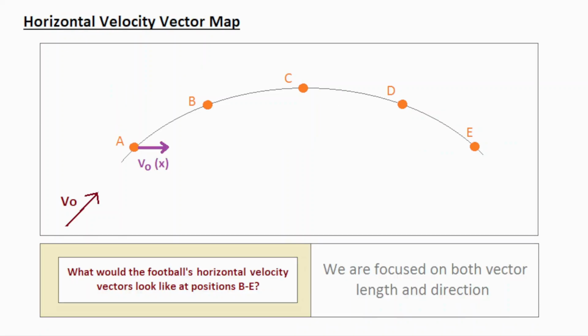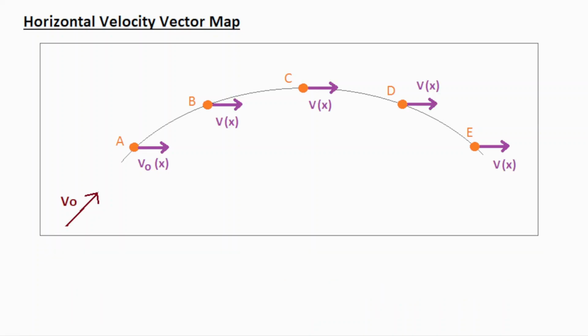time goes on. Here I am analyzing the horizontal velocity of the football as it moves through the same 5 positions. Because the object was thrown up and to the right, some of that is directed to the right. That is the vector I'm copying at position A, the initial velocity in the x-axis or horizontal dimension. Question is the same. What would the football's horizontal velocity vectors look like at positions B, C, D, and E? Well, I think they will all be constant. I expect the football to move in the same direction and with the same velocity the whole time.